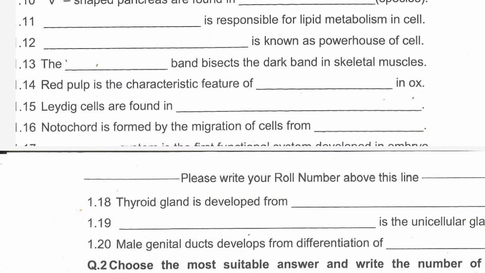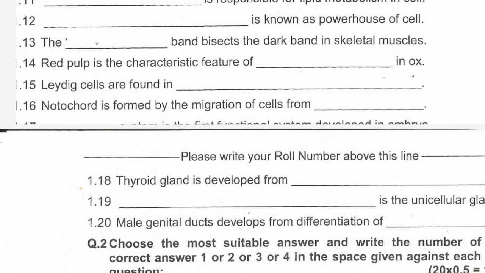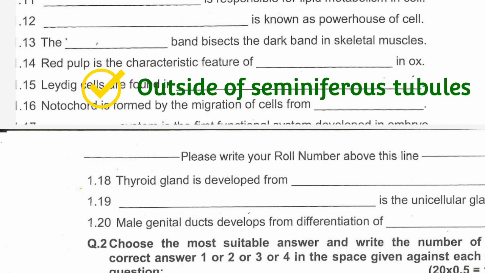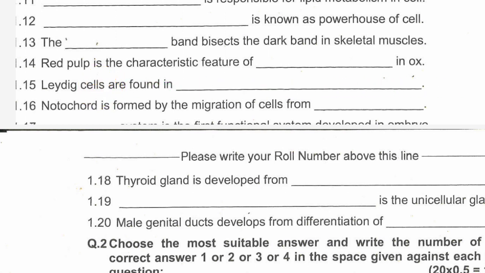Then fill-up number 14 is: red pulp is the characteristic feature of dash in ox. So the red pulp is found in the spleen, we all know. So the answer is spleen. Then question number 15 is: Leydig cells are found in dash. So we all know that Leydig cells are found in the seminiferous tubules of the testis. Then question number 16 is: notochord is formed by the migration of cells from dash. So the notochord is formed by the migration of cells from the primitive node, or Hensen's node.